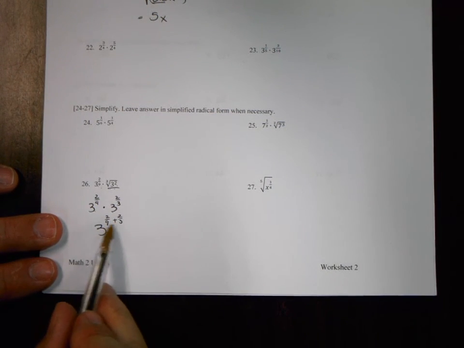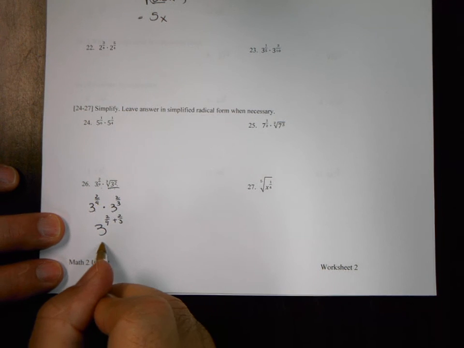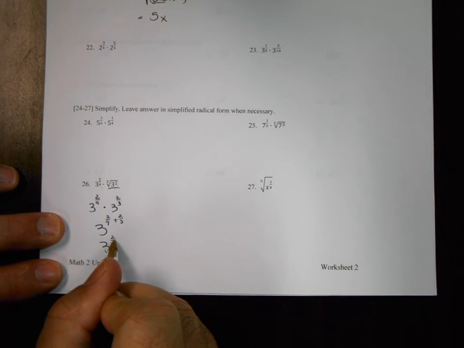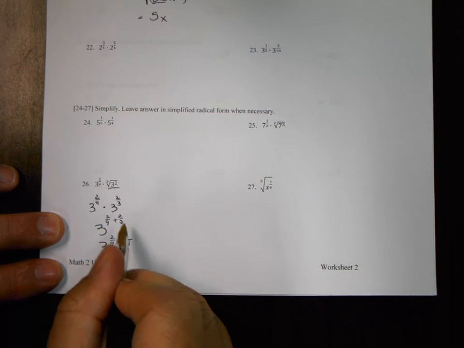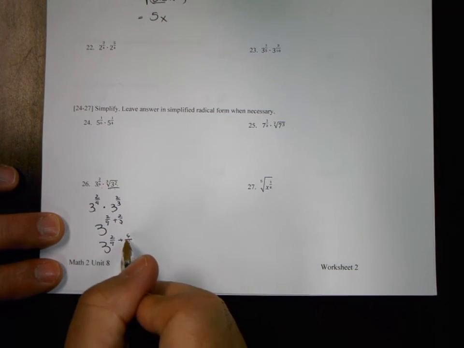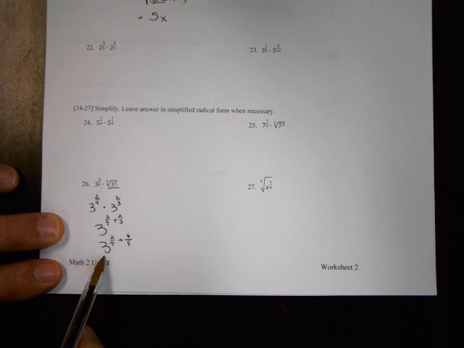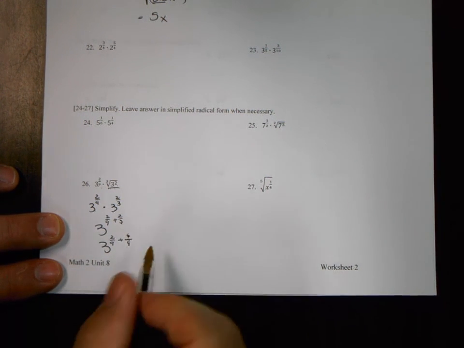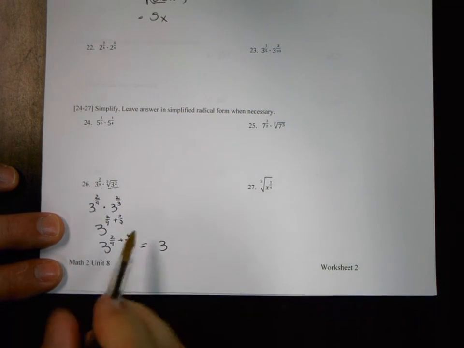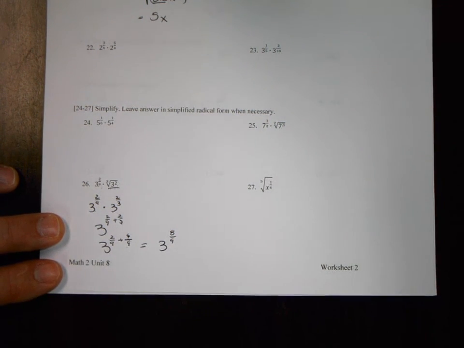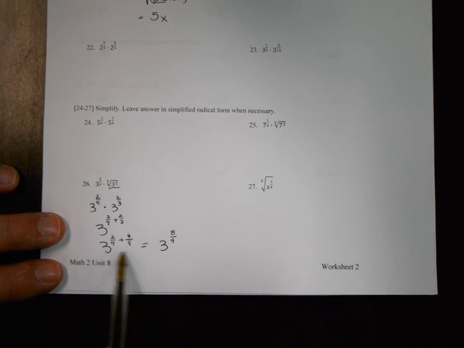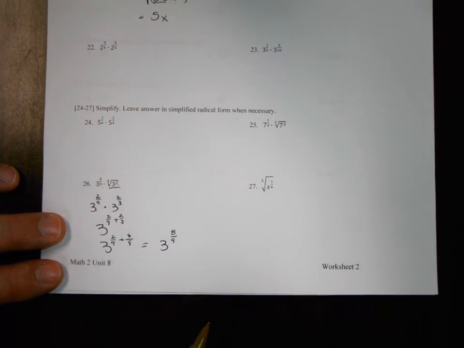You have to remember, we can't add fractions if they have a different denominator. So we're going to change this 2/3 to 6/9. 3 times 3 is 9, so 2 times 3 is 6. So we have 3 to the 2/9 plus 6/9, which is 3 to the 2 plus 6, which is 8. You add the numerators and keep the denominator. Little review of adding fractions. Okay? All right.